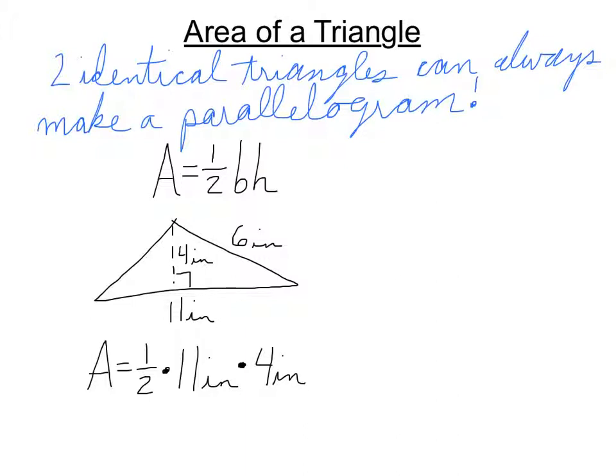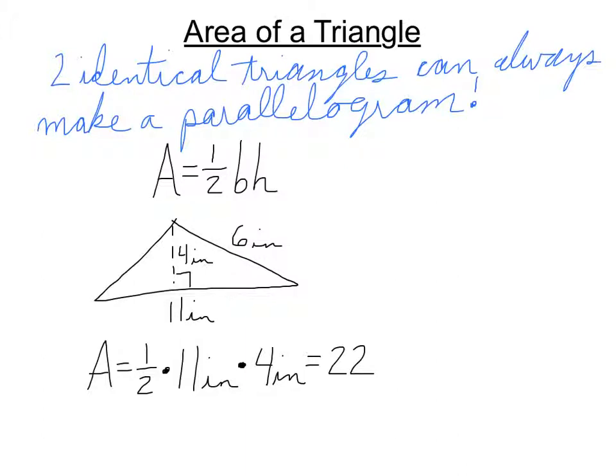So since this is all multiplication, the order doesn't actually matter. So I could take half of 11 and then take the answer and multiply by 4. I could take half of 4 and then take that answer and multiply it by 11. Or I could do 11 times 4 and then take half of its answer. What's probably easiest here is to take half of 4, since we know that that's 2. Then times it by 11, and so we find out that the area is 22.